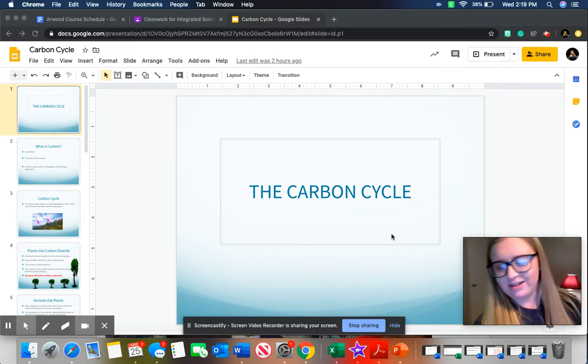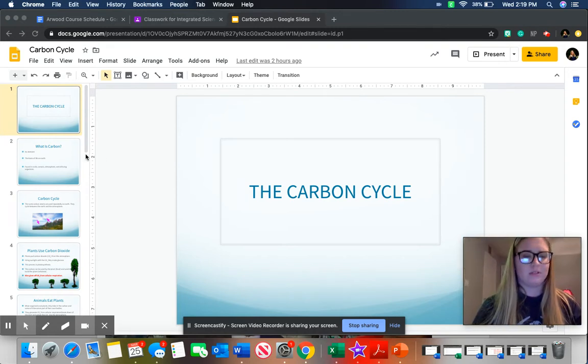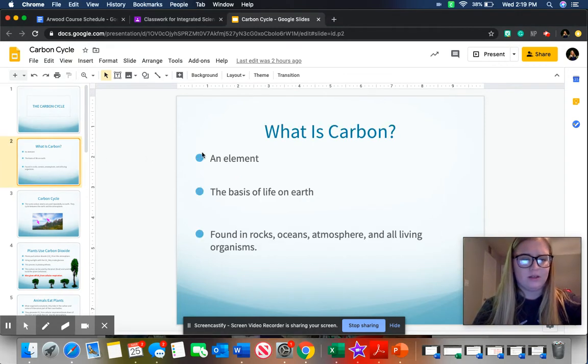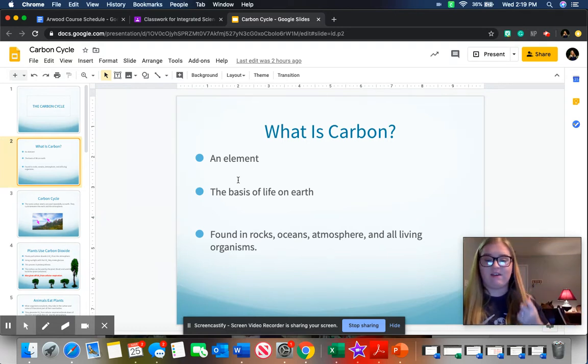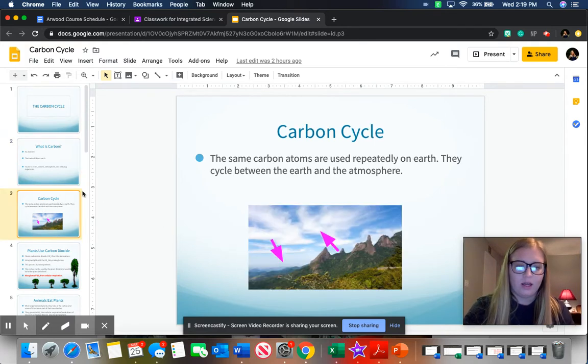So now let's get started. So we're talking about the carbon cycle this week. So what is carbon? Carbon is an element, the basis of life on Earth, and it is found in rocks, oceans, the atmosphere, and all living organisms. So the carbon cycle is the same carbon atoms being repeatedly used on Earth, so they cycle between Earth and the atmosphere. It's just like the water cycle, it's just with carbon and some different names.